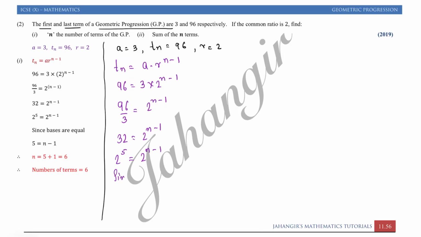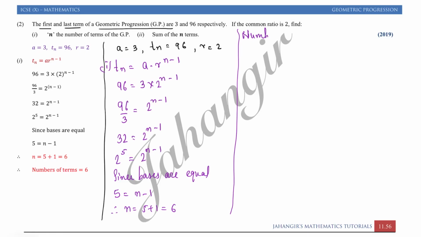Since bases are equal, five is equal to n minus 1. So therefore n is equal to 5 plus 1, which is 6. So therefore number of terms is 6. So this was just the first question's answer, so I will write the final statement. So therefore number of terms is equal to 6.